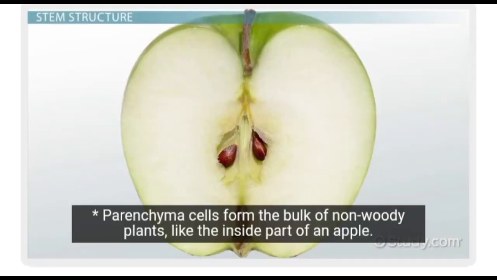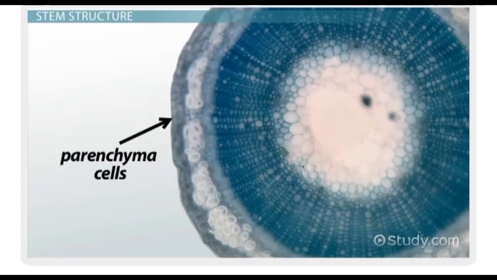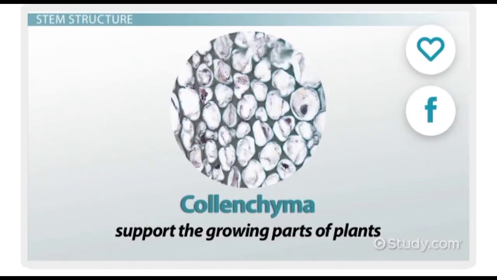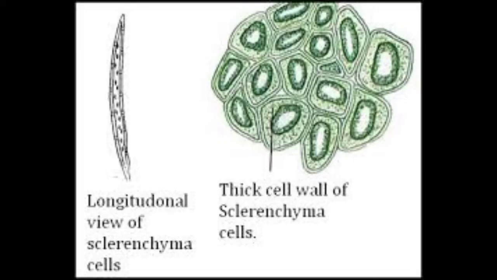What is a parenchyma cell? Parenchyma cells form the bulk of non-woody plants, like the inside part of an apple. This is the most abundant and least specialized type of plant cell. The cortex is made up of these types of cells. Collenchyma cells support the growing parts of plants, for example the strings in a stalk of celery. These cells have thicker walls for supporting the weight of the plant. Sclerenchyma cells support the non-growing parts of plants.